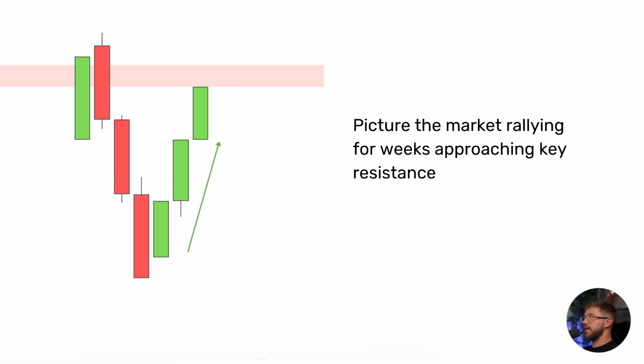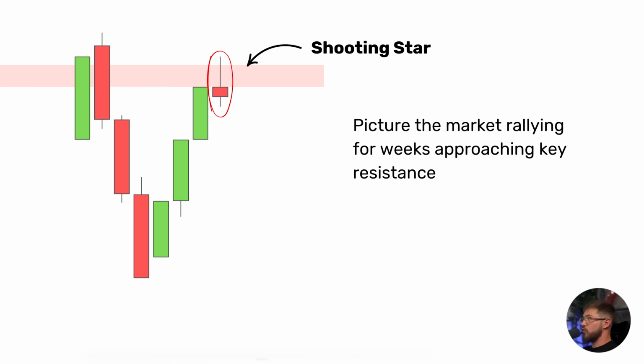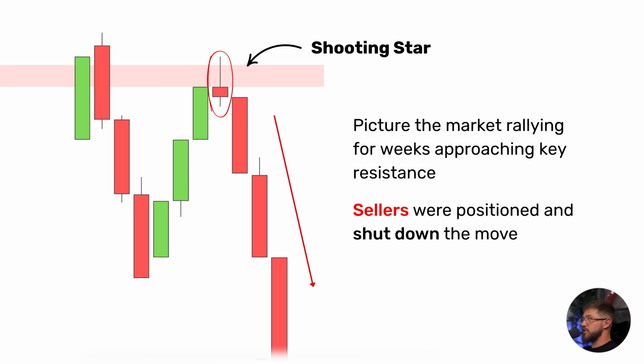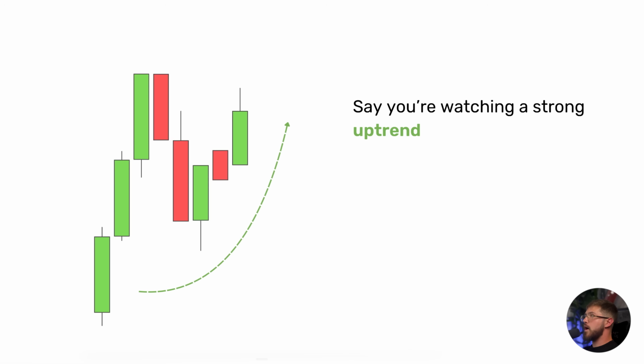Now, picture a market that's been rallying for weeks and approaching a key resistance level, where it's been rejected before. Right at that resistance, a shooting star forms. That shooting star is telling you that the buyers tried to break through, but the sellers were positioned and shut down the move.